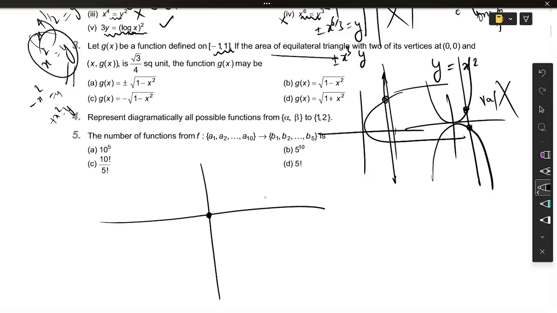The area of an equilateral triangle is given by the formula root 3 by 4 a square. So if I consider x, root 3 by 4 x square equals root 3 by 4, this cancels out and it gives us x equals plus minus 1.